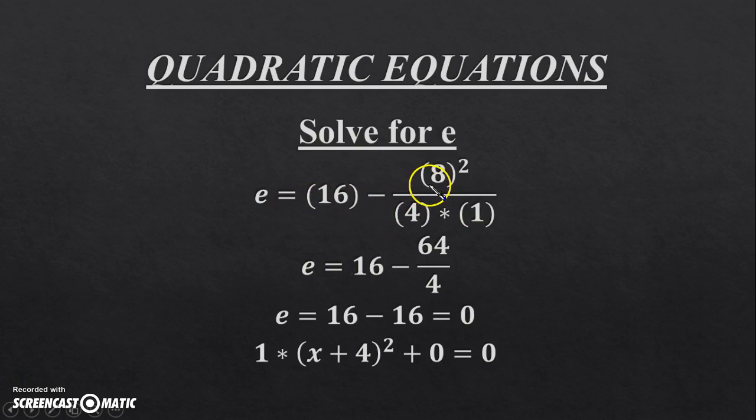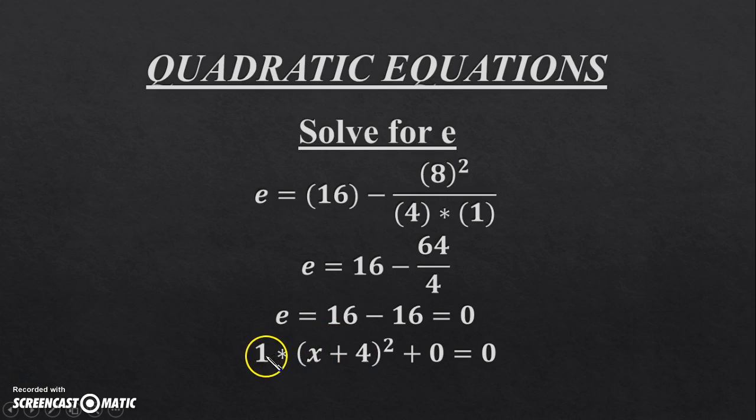So we have 16 minus 8 squared over 4 times 1, which is the same as c minus b squared divided by 4 times a. So we have e equals 16 minus 8 squared, which is 64, and then 4 times 1 is just 4. So we have 64 over 4. And what's 64 over 4? 16. Okay. So e equals 16 minus 16. 16 minus 16 is just 0, because a number minus itself is just 0.